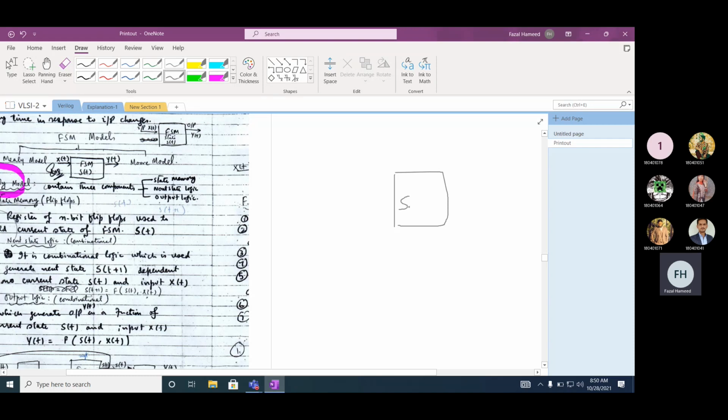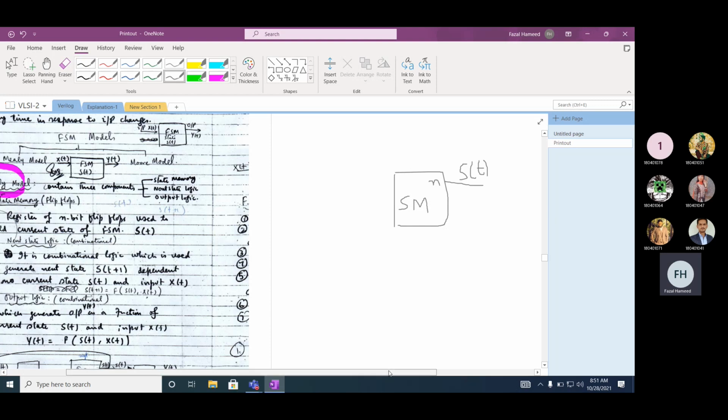So we have the state memory, I am denoting it by M. It is holding the current state. And this output is actually N bits. This is your ST. This is your state memory.